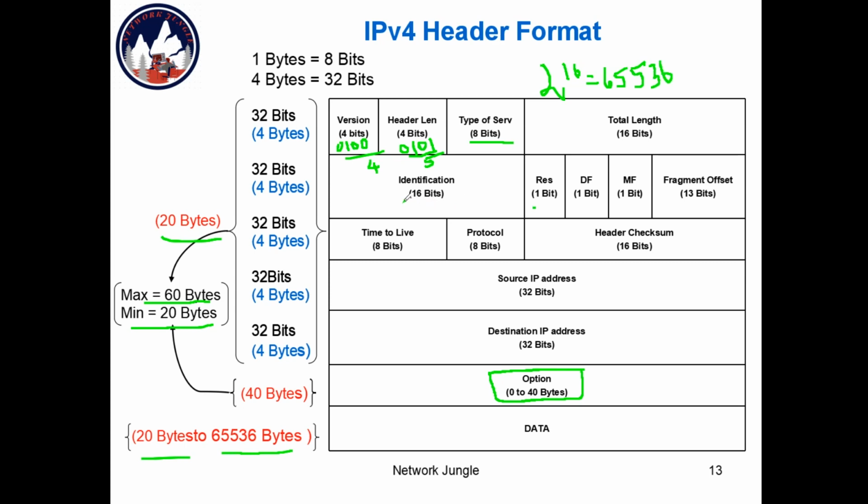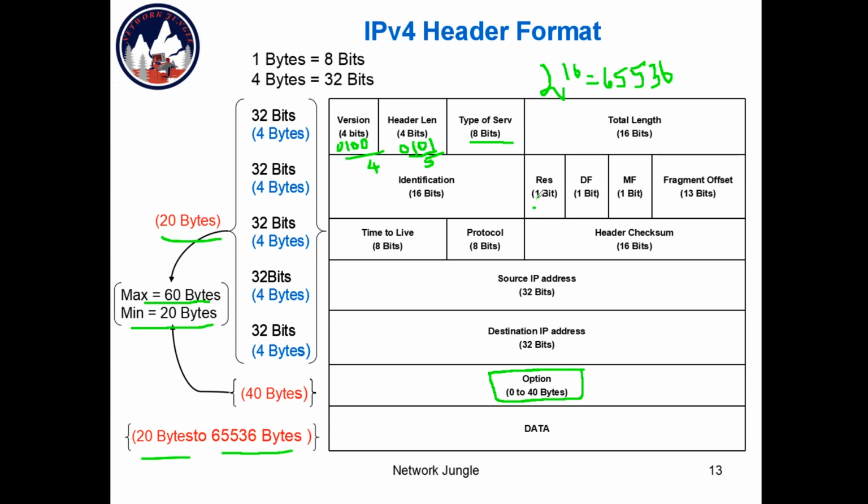So next one is the identification. It can cover the 16 bits. If the packet is too large, it can be segmented into different pieces and send the same ID for identification of the same packets. And if the packet is too small, it cannot be sent the same ID.